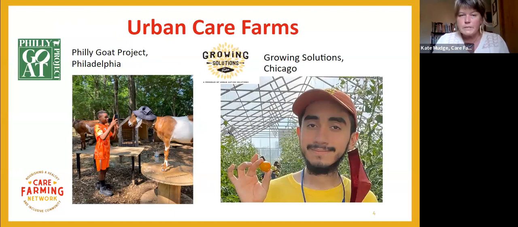We're talking about facility and land options, and first and foremost, location. Where are care farms? You can find care farms in rural areas, urban areas, and suburban areas. We've got some examples here. Philly Goat Project, located in the heart of Philadelphia, provides opportunities for urban residents to connect to nature in a really novel way, using goats for engagement and education and building community.